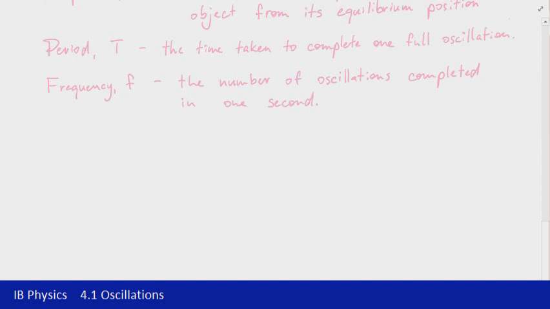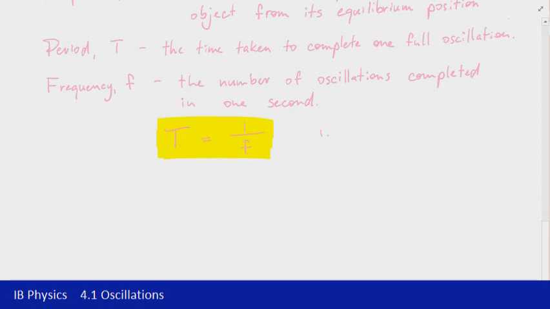Now, that means that we've got a fairly straightforward relationship. If you think about period, it's the time taken for one full oscillation. Frequency is then the opposite of that, the number of oscillations completed in 1 second. So we've got a relationship here that the period is equal to 1 on f. So a nice easy calculation there. It's in the data booklet, so I'm highlighting it there, the relationship between frequency and period.